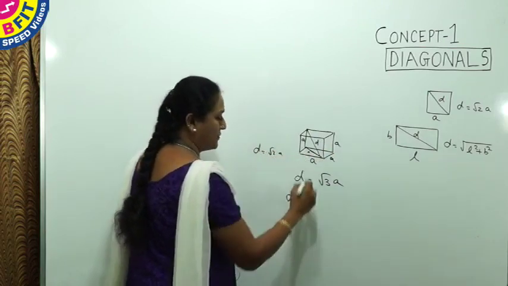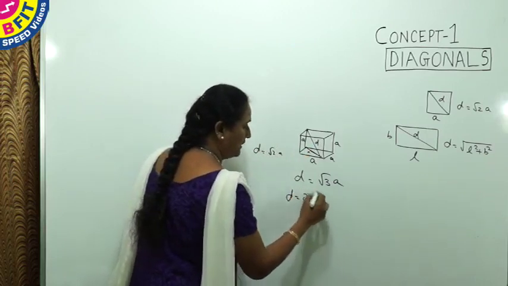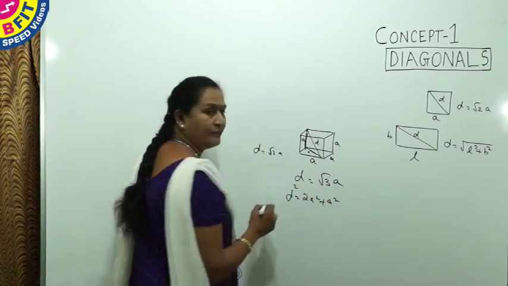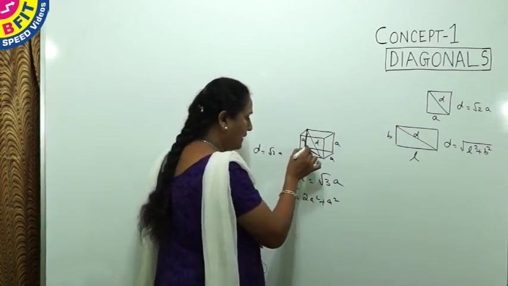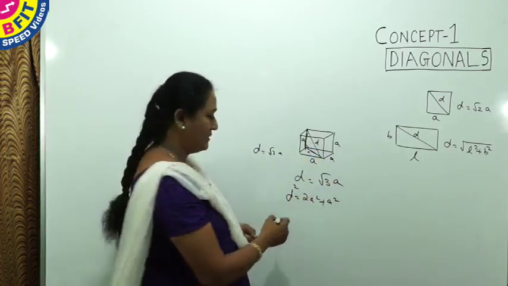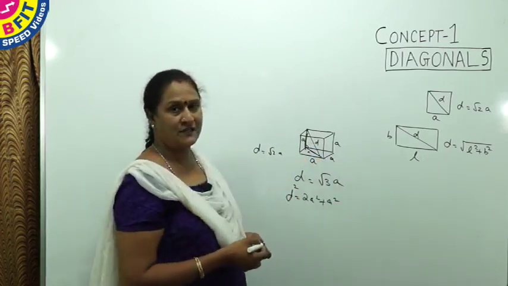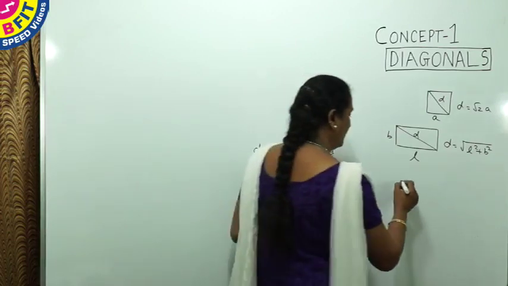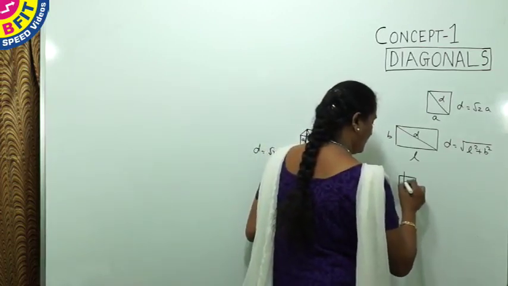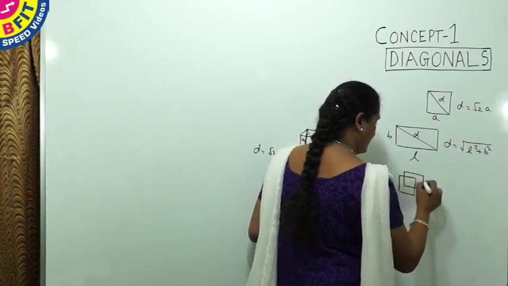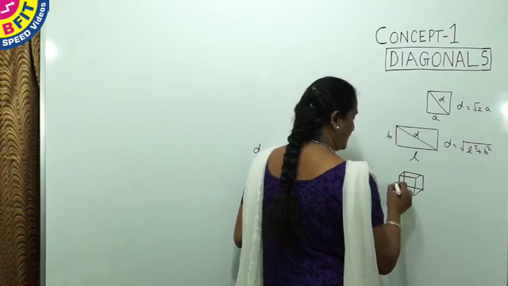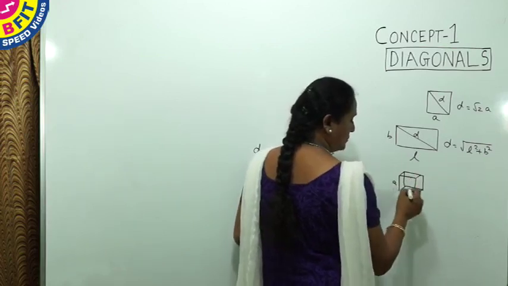Now when this is squared, it is 2a square, and this height, when squared, is another a square. And here we have a right angle triangle. Now taking the square root, it is root of 3a square. So the diagonal is root 3 times a. So for a cube, the length, breadth and height are all the same.